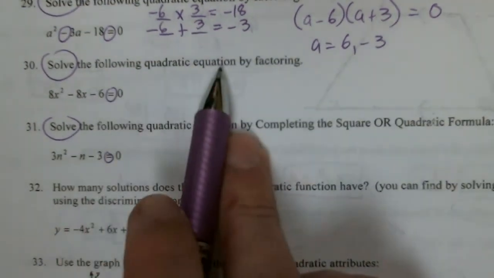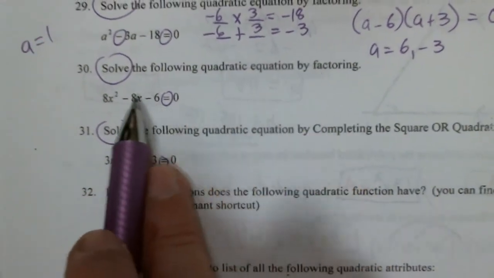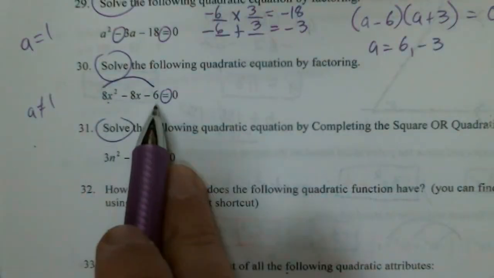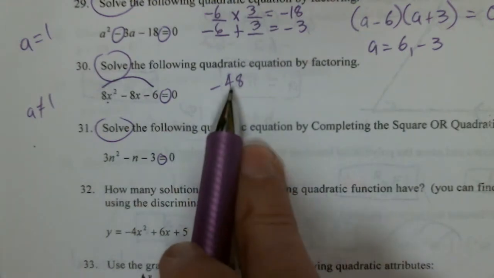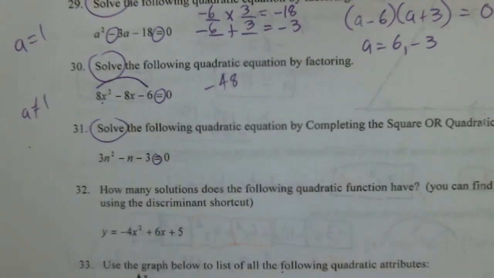Okay, number 30, solve by factoring. But now a is not 1, so I have to do the curtain thing again. So, rainbow: 8 times negative 6 is negative 48. That's just a temporary number. What are the factors of negative 48 that add to negative 8?